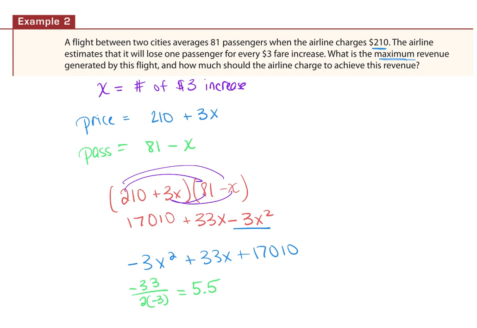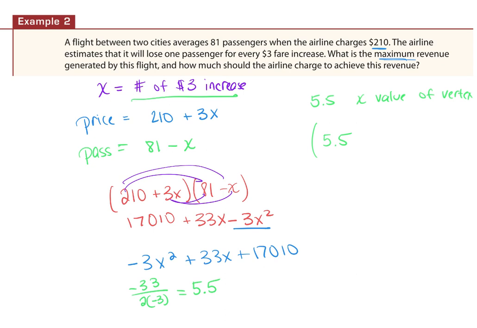All right. 5.5 gave us our x value of our vertex. So 5.5 is the x value of the vertex, right? Remember when we find our axis, that actually also gives us the x value of the vertex, all right? It's important because you have to know what we're talking about here. What did I say my x was? The number of increases, okay? The number of increases, all right? Does that make sense?